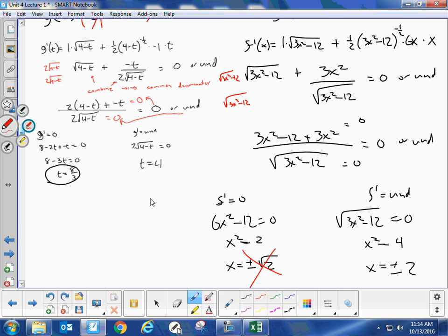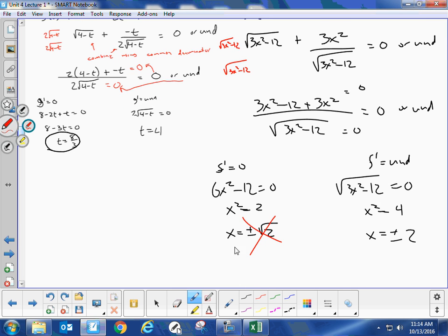So we will be saying that these are not critical points, and we will just not worry about them because they're not in our domain. So after we find our critical points, make sure they work in our original function. We'll say this does not work in original. But these do. Okay?